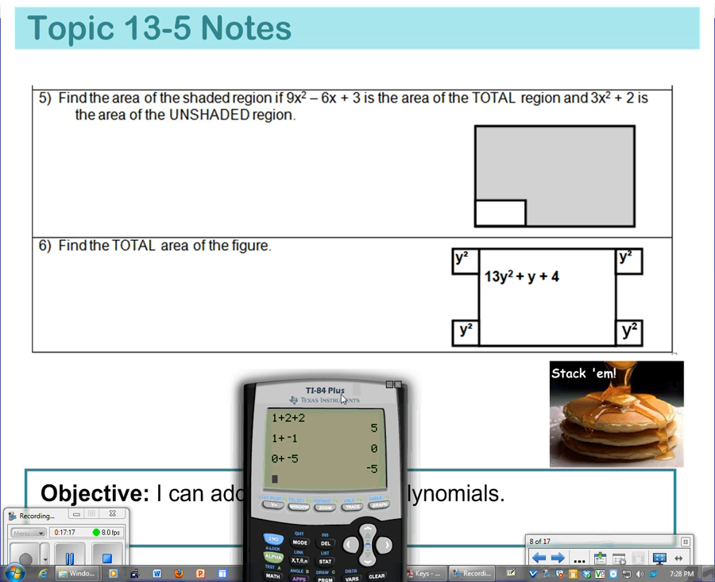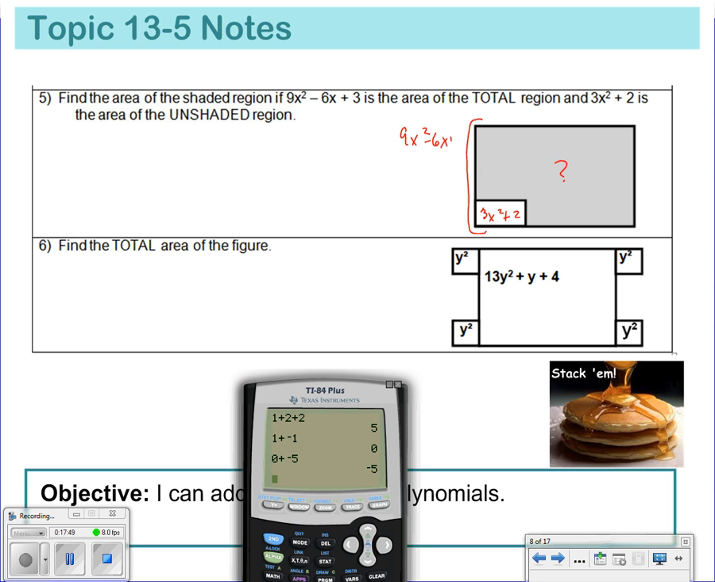All right, our next thing is we want to find the area of the shaded region. Find the area of the shaded region if 9x squared minus 6x plus 3 is the area of the total region, and 3x squared plus 2 is the area of the unshaded region. So this little piece here is 3x squared plus 2. We want to know what the shaded is, but we know that the total is 9x squared minus 6x plus 3.